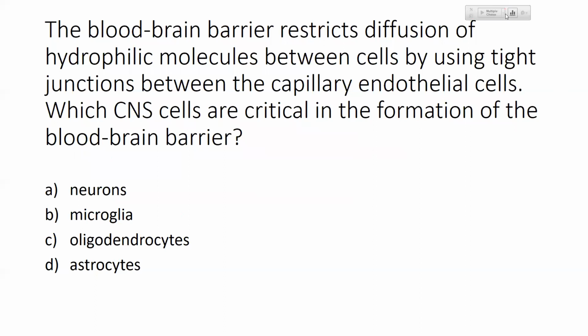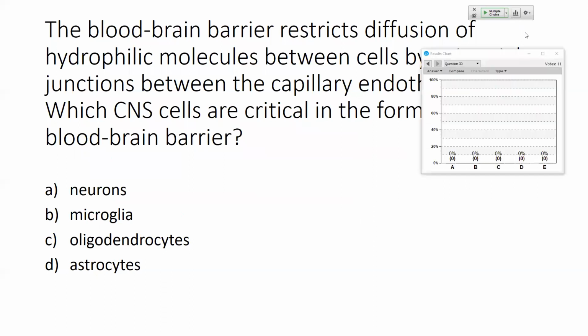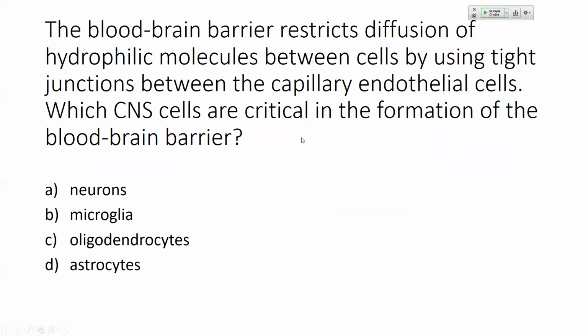All right, so let's see what we got here. So the blood-brain barrier. Good, astrocyte. So D is correct.